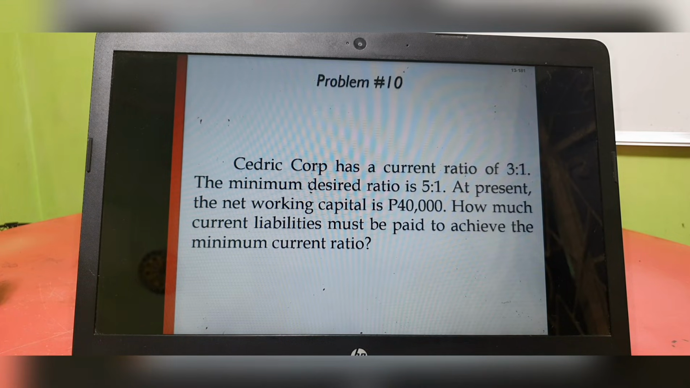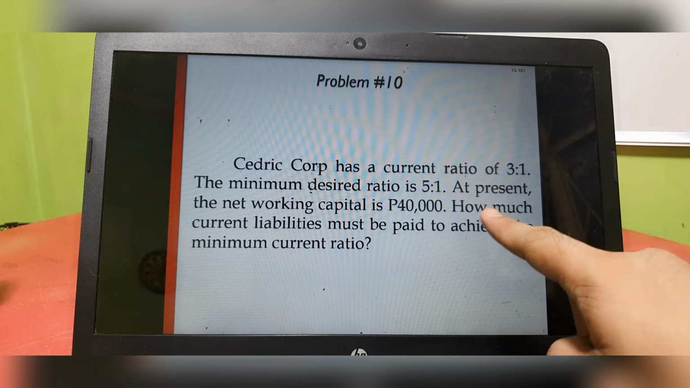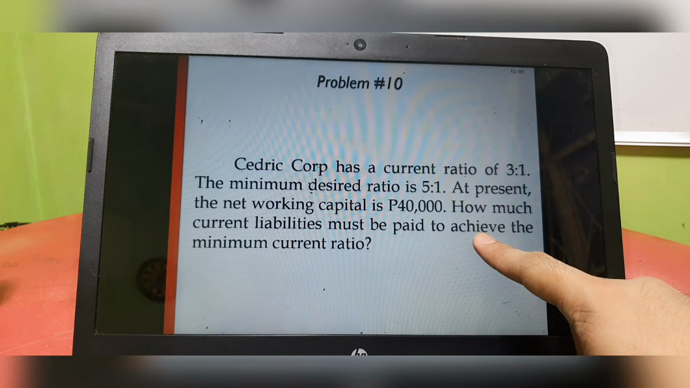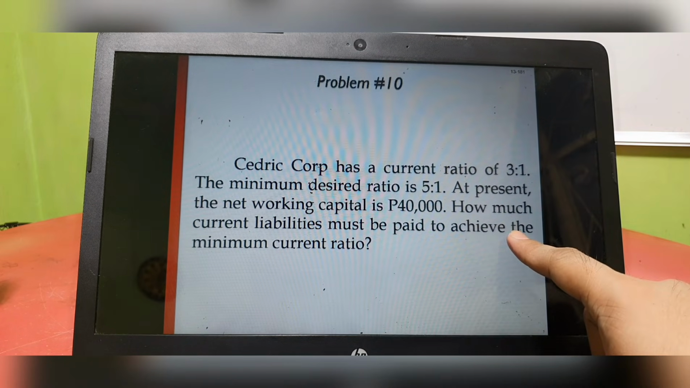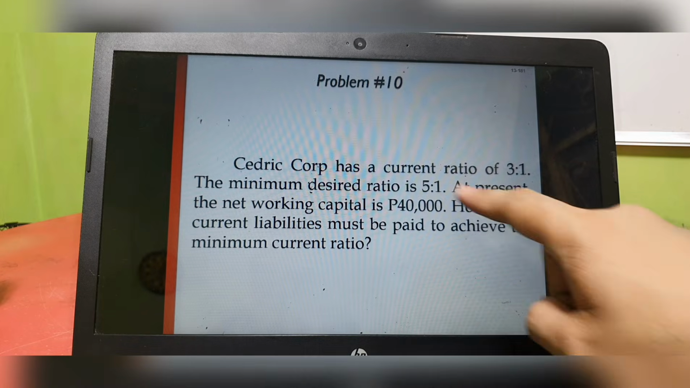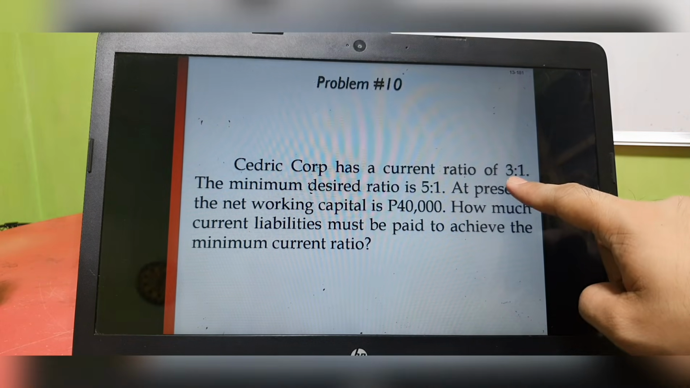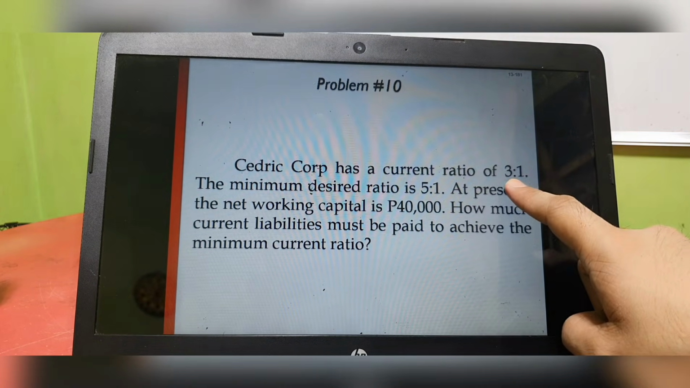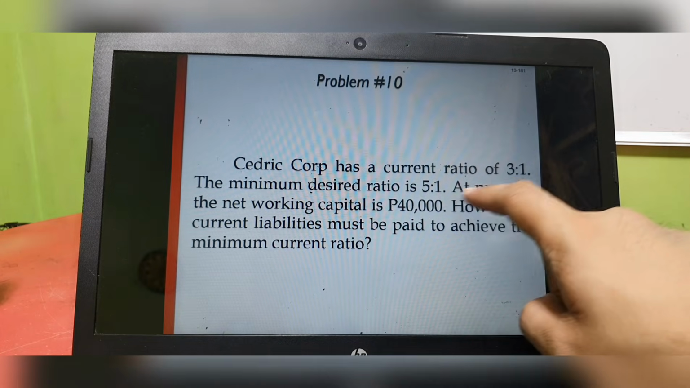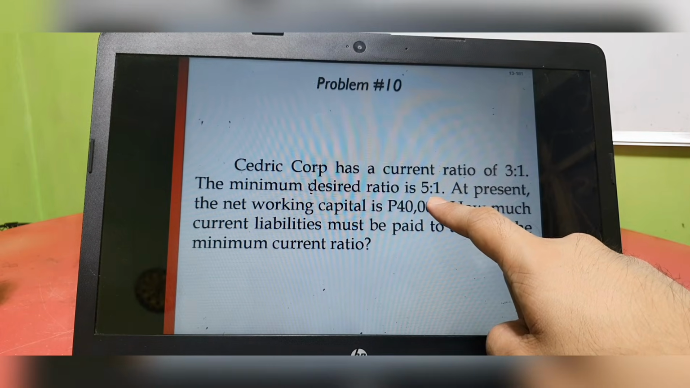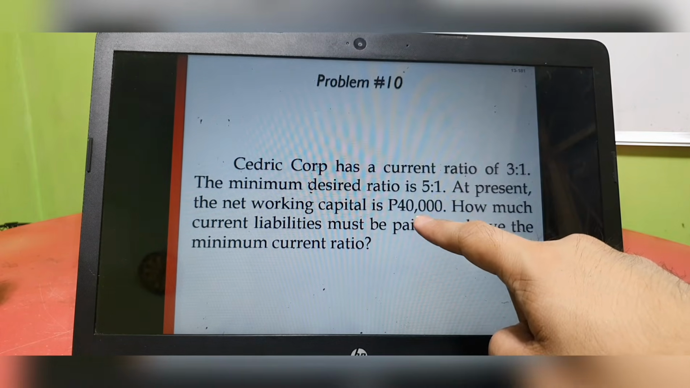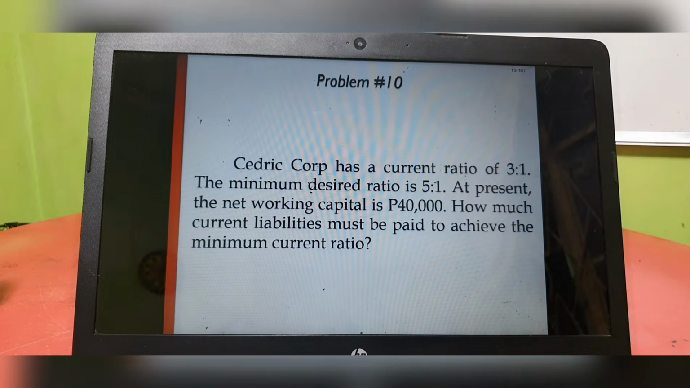Okay, in problem number 10, the question is, how much current liabilities must be paid to achieve the minimum current ratio? Okay, so ang current ratio natin ngayon ay 3:1. Pero ang gusto natin na minimum desired ratio is 5:1. So, at present, the net working capital is 40,000. So, magkano dapat bayaran to achieve the 5:1 na current ratio?